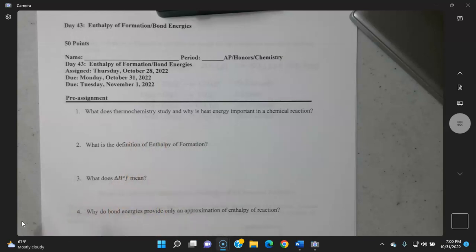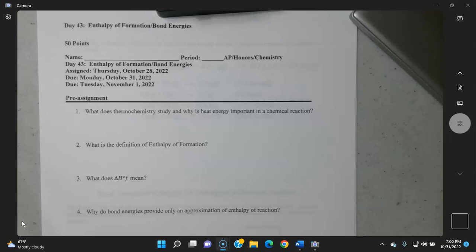Okay, so what is thermochemistry? What does it study? It studies the heat in and out of a chemical reaction, and we call that heat enthalpy. Why is heat energy important in the chemical reaction? Because it tells us all of the energy transfer that takes place into and out of that reaction through the chemical bonds, either bonds being broken or chemical bonds being formed. It all goes in and comes out in the form of energy, so we know how much energy is in the chemical bonds.